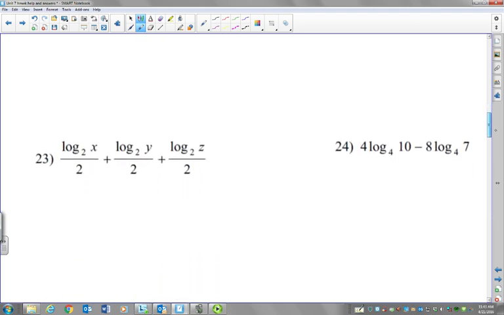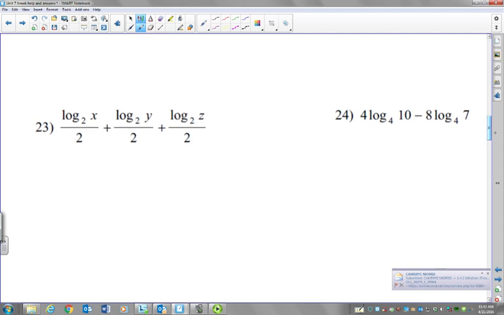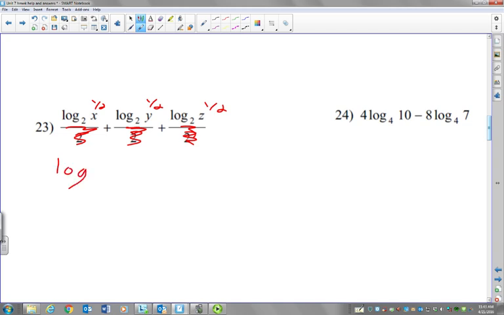Okay, so number 23 is kind of like number 20, so make them all halves. I mean, if you get really good at this, you can see what's going to happen. 1/2, and that means they'll all be exponent 1/2, right? Like that. So then those go away. And then you're going to do log base 2 and multiply them all. And so you'll end up with the square root of just x times y times z, because the addition becomes multiplication, and then they'll all be under the half, and the half is just a square root.